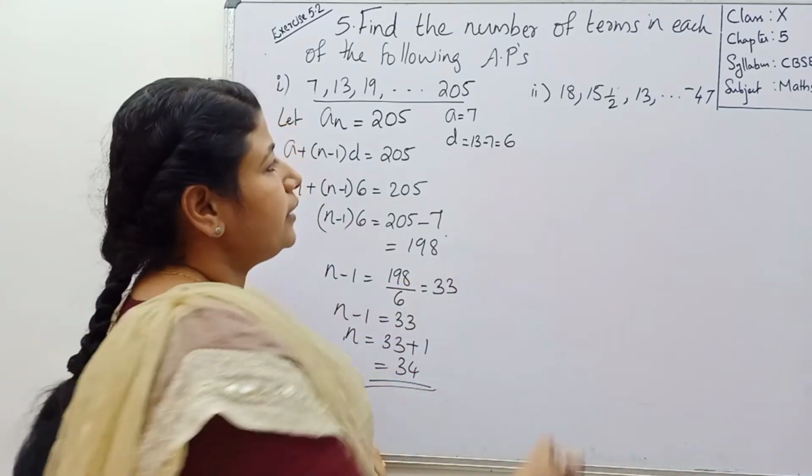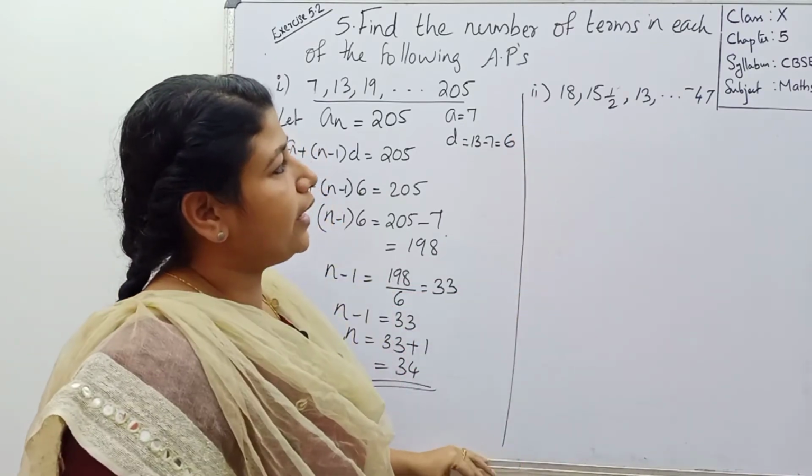ക്ലിയർ ആയില്ലേ? Now the second question, 18, 15.5, 13, etc.